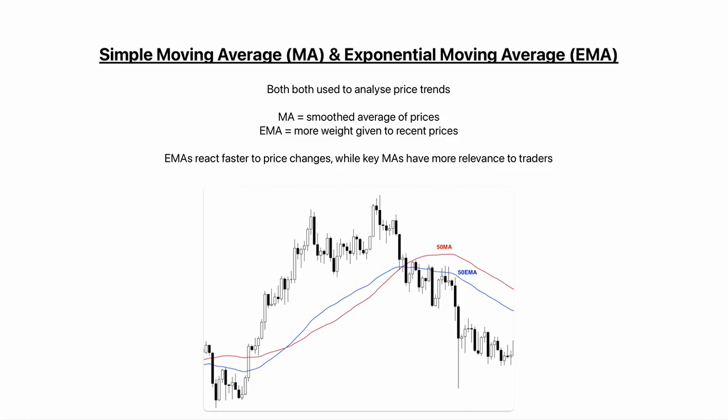But key MAs, key moving averages, have more relevance to more traders across the market, especially on the specific 50, 100, and 200 period moving averages, especially the 50 period daily moving average, the 100-day moving average, and the 200-day moving average. Those are just commonly accepted. It's conventional wisdom. They're widely accepted in the market.